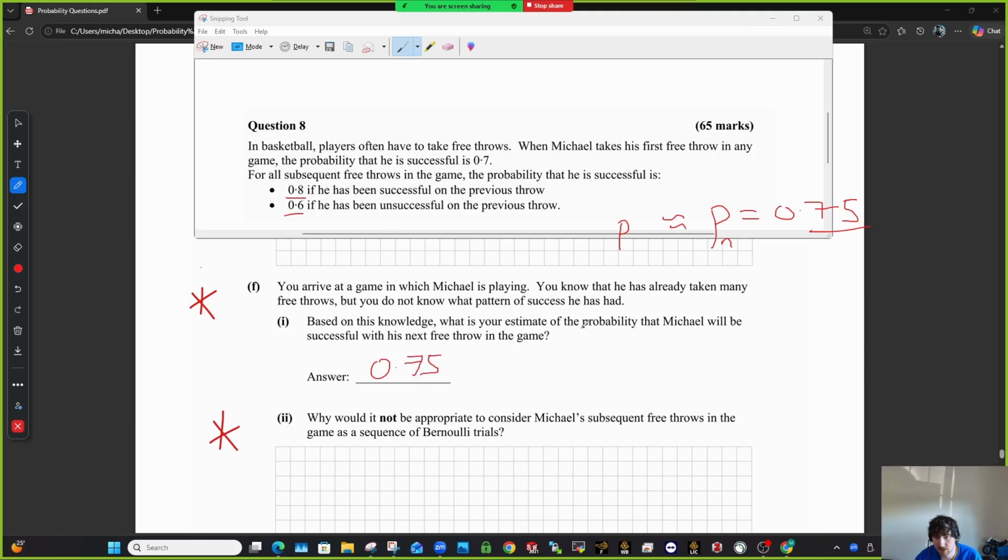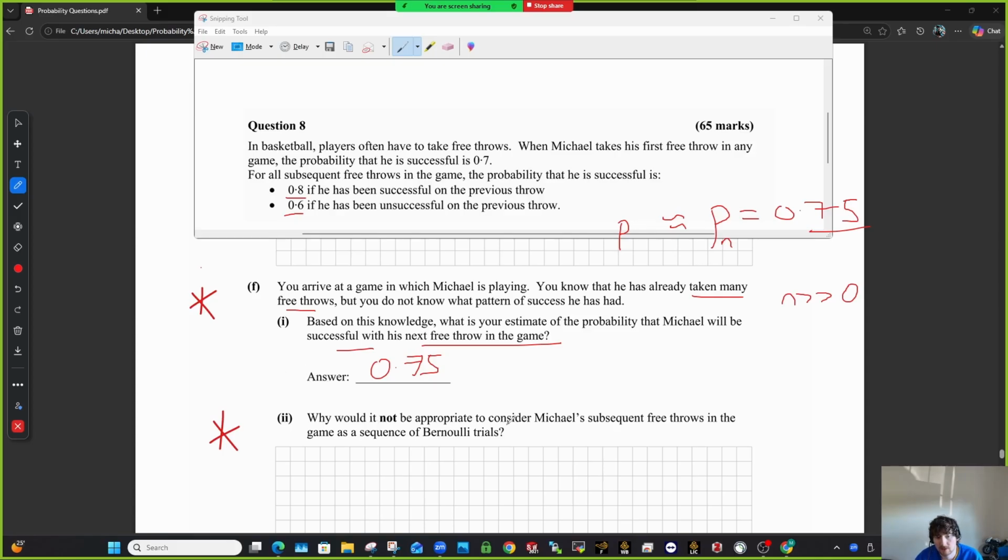Because that's his chance. What is your estimate of him being successful on this next free throw? That's tied in with what we showed before, and they give a hint that it's tied in. You're at a game, you already know he's taken many free throws, so n is quite large, n is big. I'll show you a way to write n is big: you draw two greater than symbols to zero. That just means n is big. Hopefully that makes sense to people.